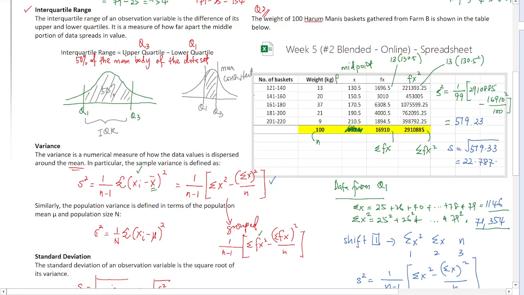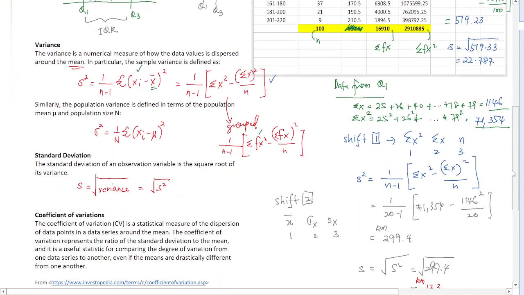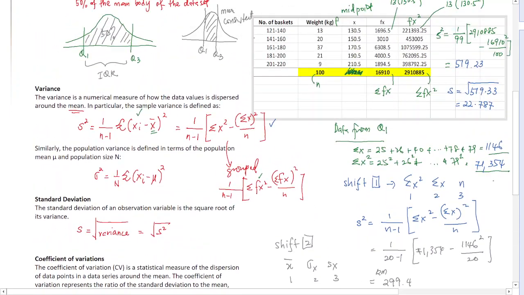So this is referring to what? 22.787 is referring to the number of baskets. So this will be 22.787 baskets. So that means this one is also 519.23 baskets squared. So this will be the sample variance, and this one will be the sample standard deviation for the grouped data set. So this is how you calculate the standard deviation for a grouped data set. So just now we looked at the ungrouped one, and now we looked at the grouped data set. Okay, any questions so far?